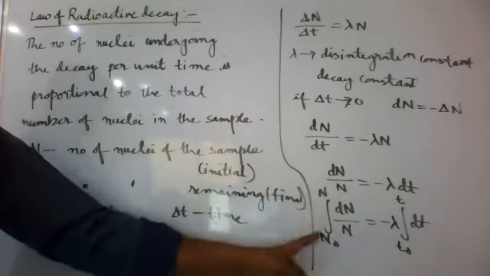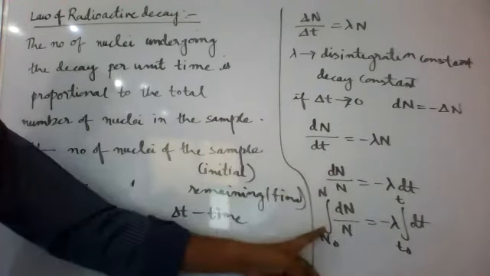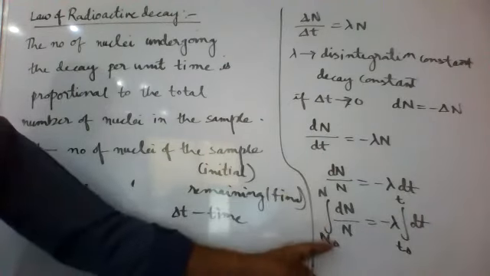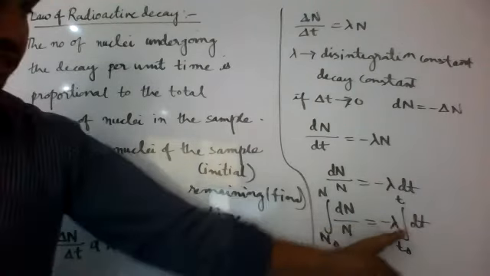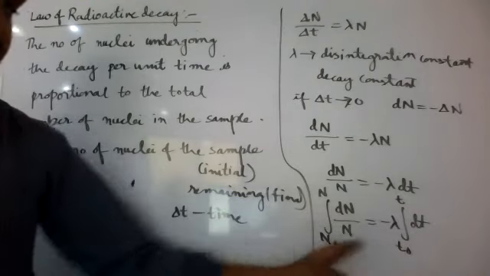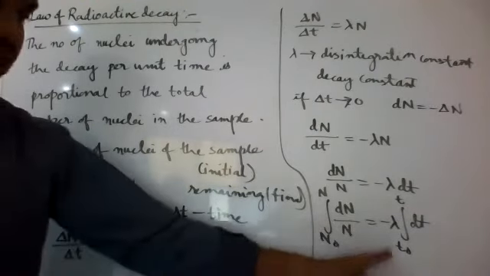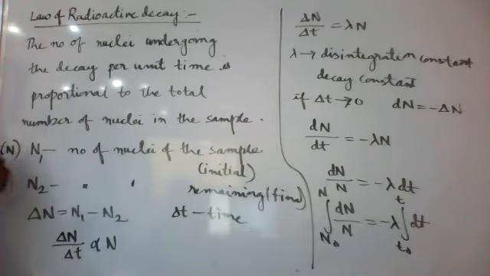Cross multiply and apply integration, which means like terms together. So this is the variable separable method. dN by N, and here minus lambda dt. Lambda is constant, so we take it outside. This is from initial to final. Initial we can write as N0.